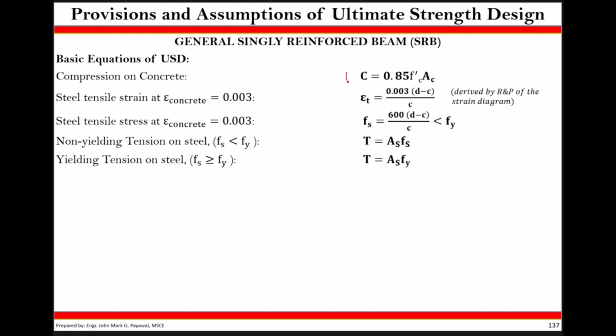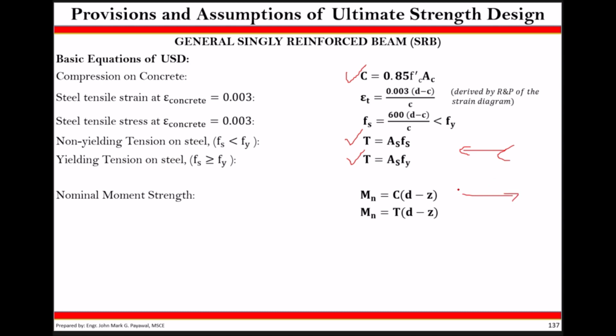Why is this important? I have the force in terms of compression. I have the reinforcement in terms of tension, either yielding or non-yielding, it needs to be specified. Therefore, under basic equations, you can compute for your nominal moment strength. M sub n is equal to compression multiplied by D minus Z. Ano yung Z? That's the location of your compression at the bottom. Ano yung D minus C? That's the distance, di ba, between your couple. Your C and then your T.